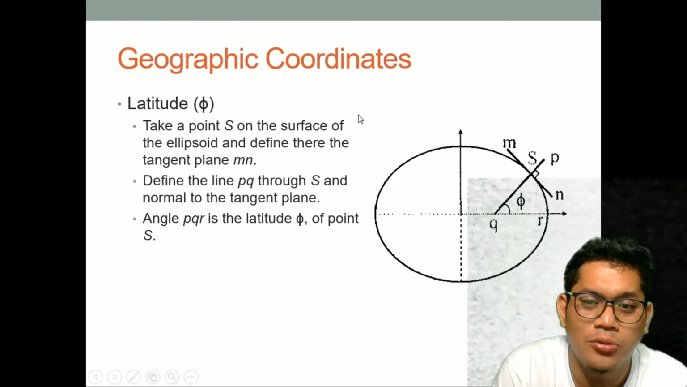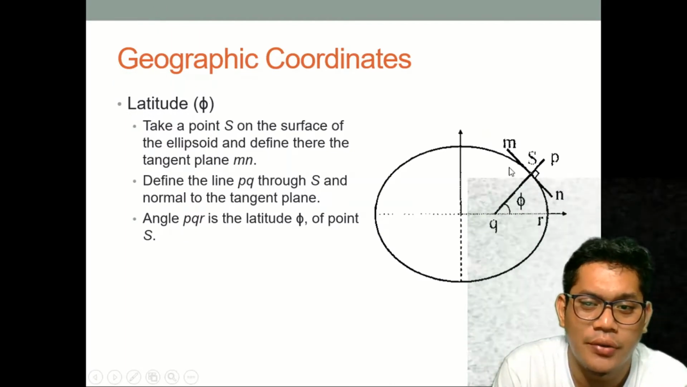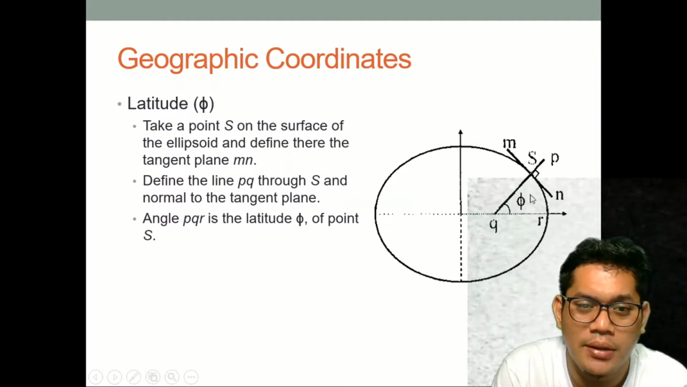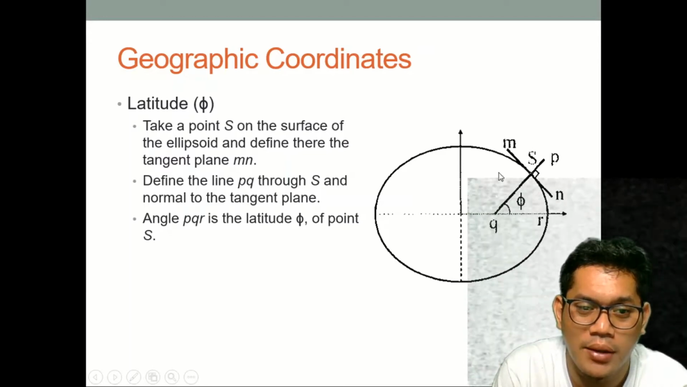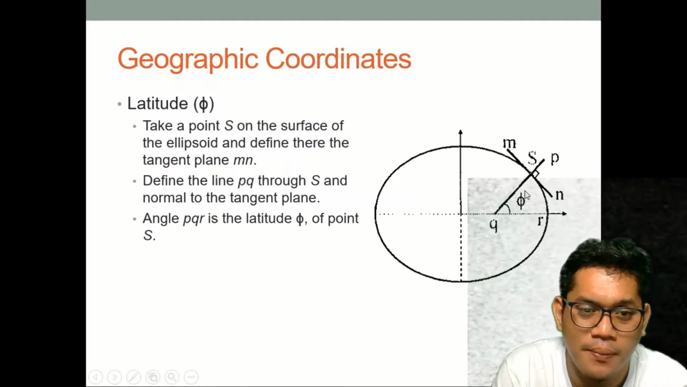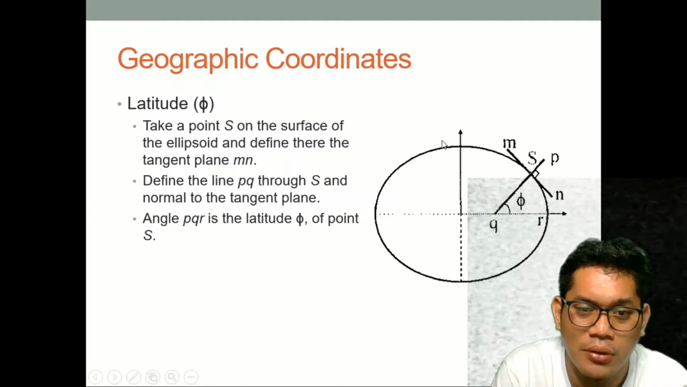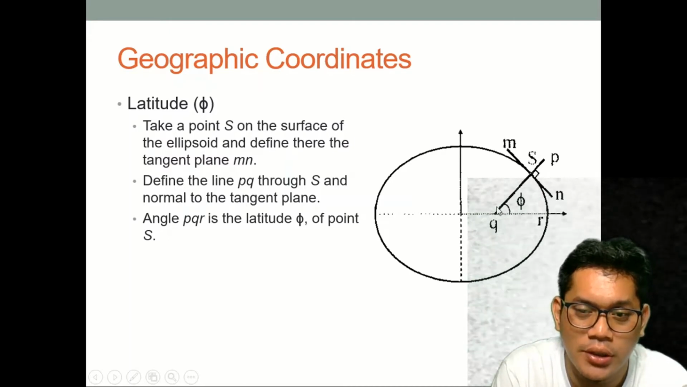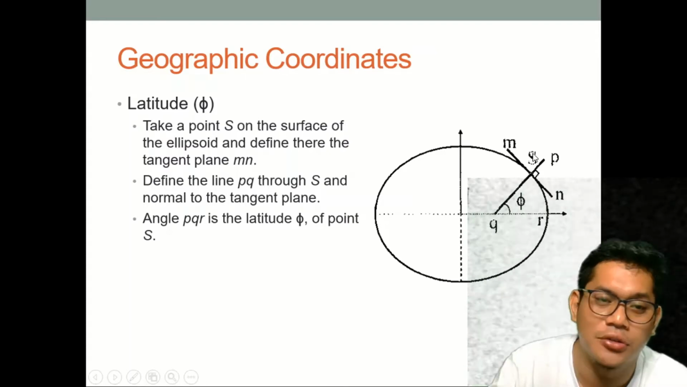So how to measure the latitude? Take our point S here on the surface of the ellipsoid and define where this is a tangent plane of M and N. So the angle theta will be defined based on our tangent of the location, and also the gravitational point where it is our geoid. Therefore, we can have our location in the latitude.